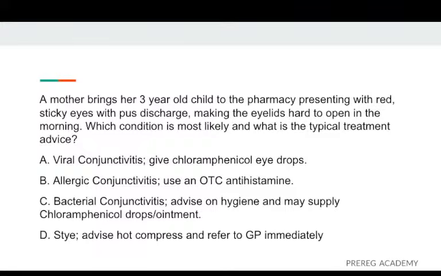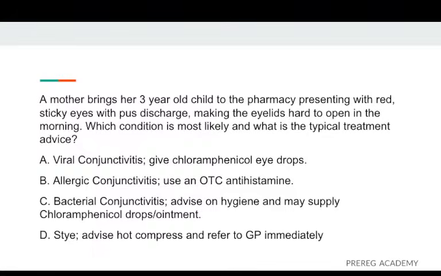Okay, so with allergic conjunctivitis, how would you know it's allergic? What are the symptoms of allergic conjunctivitis? Watery discharge, itchy eyes, redness of the eyes. The eyes could even be swollen. Okay, swollen eyes, itchy eyes, redness of the eyes. That could be allergic conjunctivitis.